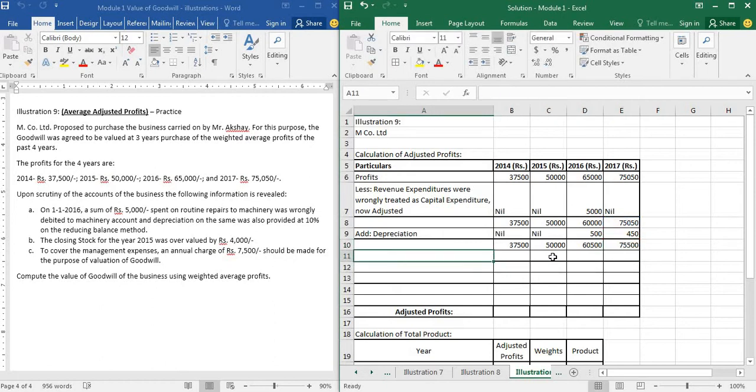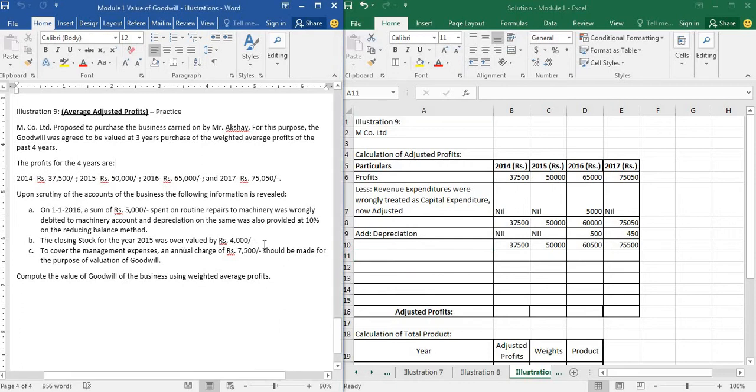Okay, so the first adjustment is done. We have converted the capital expenditure into revenue expenditure correctly, because the expense was of the nature of revenue expenditure, and since it was capitalized, there was depreciation charged, which was incorrect again. So we rectified that as well by adding back the depreciation amount to the profits. So we have done the rectification on the first point. Let us do that for the second point as well.